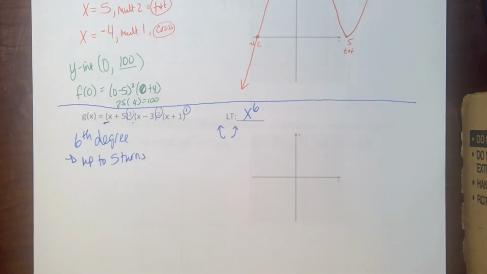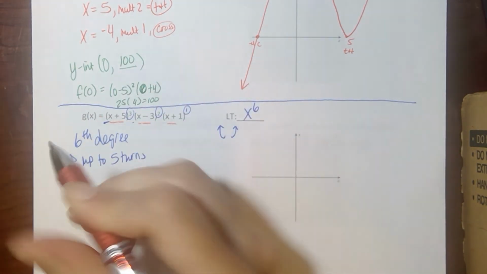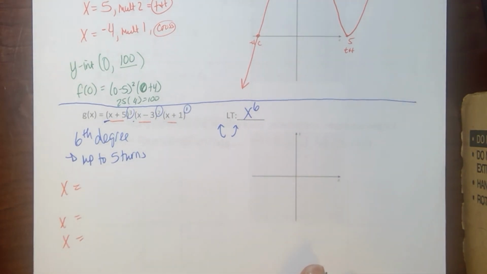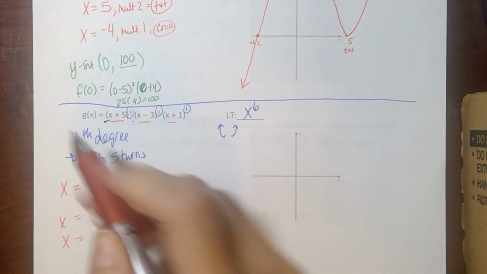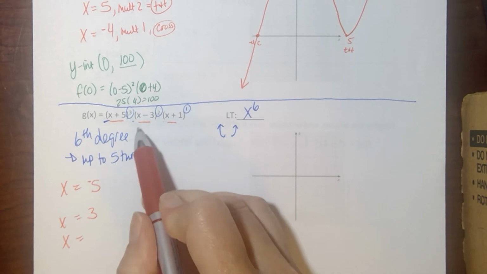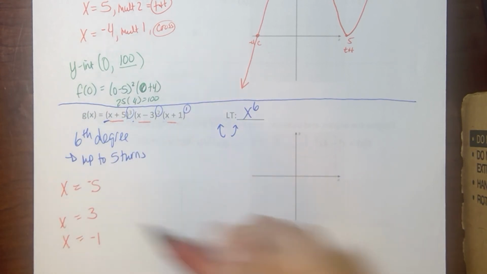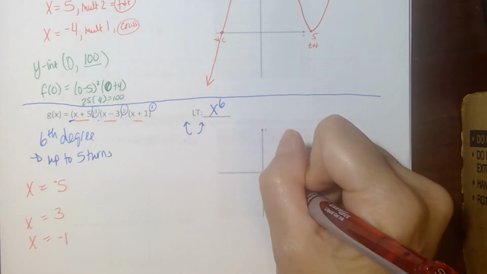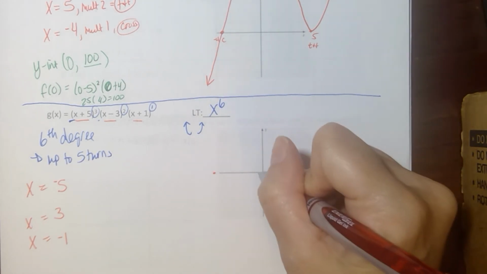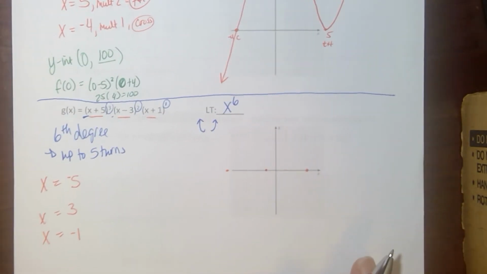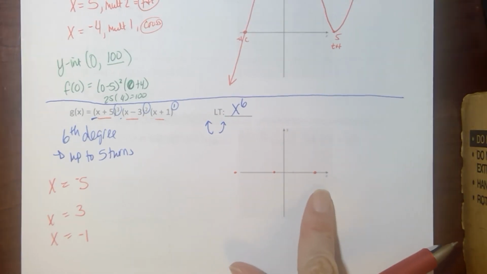Let's look and see what our factors are. Well, I have 3 unique factors, so I'm going to set each of those equal to 0 to find what those 3 x-intercepts would be. The first one, if I solve that, I get -5. The second one would be +3. And this third one would be -1. Those are the locations of my x-intercepts. I've got -5, -1, and +3.